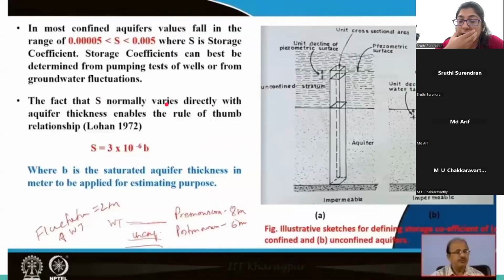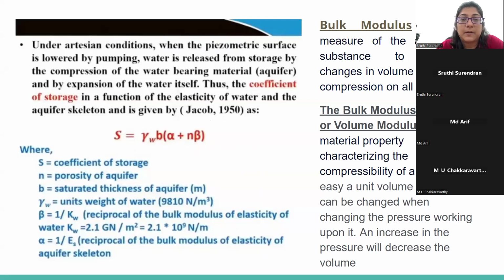So here we are talking about the storativity being a function of the thickness of the aquifer alone. Whereas here, once the pressure of the water is reduced as a result of continuous pumping, the water that will be coming out is from the storage of the aquifer or because of the expansion of the water itself.